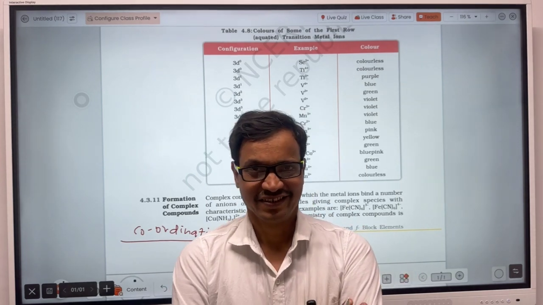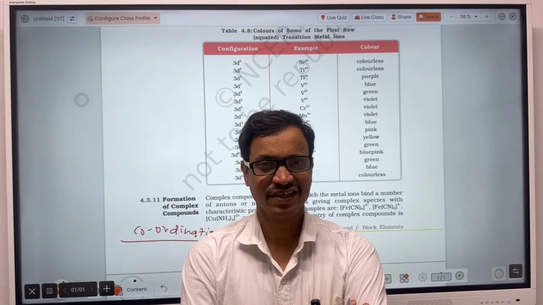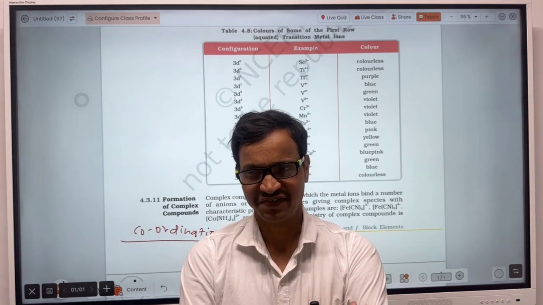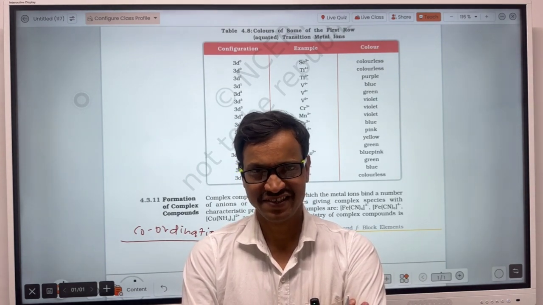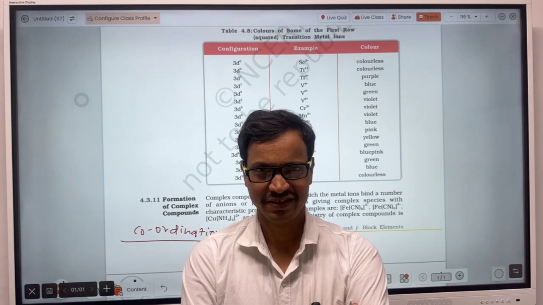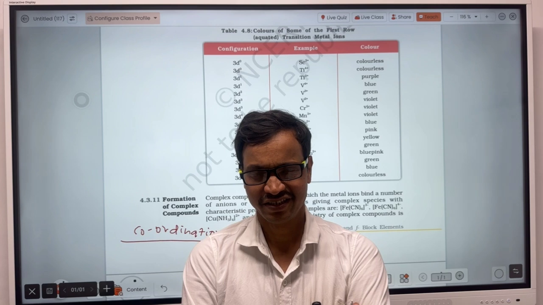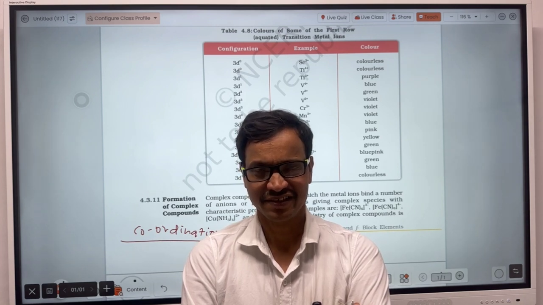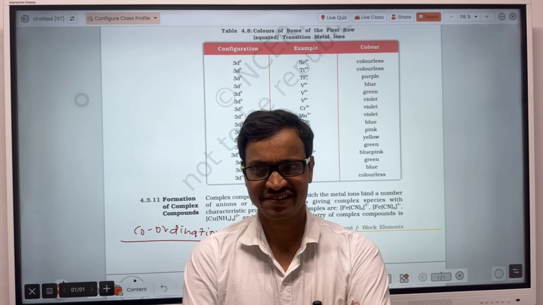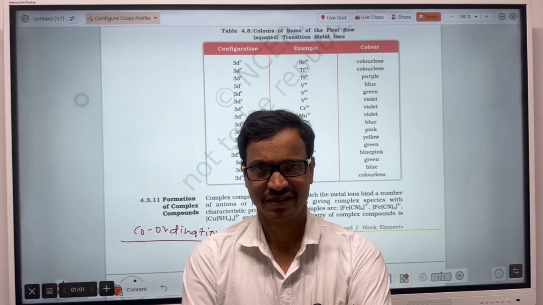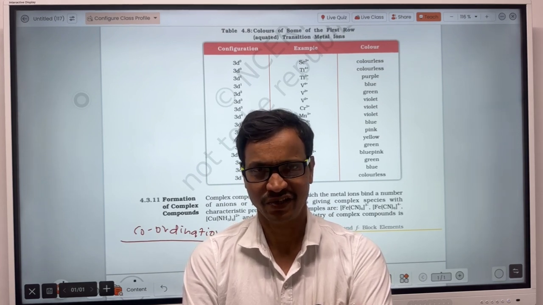That is a coordination compound. The compounds in which a central atom shows two types of valency, primary valency and secondary valency, of which the primary valency is satisfied through ionic bond and the secondary valency is satisfied through covalent bond, and therefore the primary valency is ionizable and the secondary valency is non-ionizable.